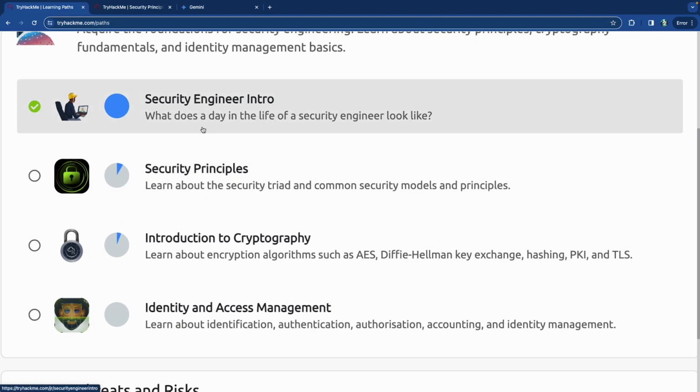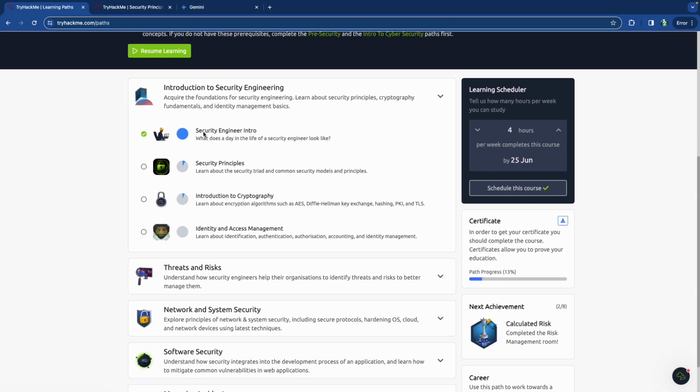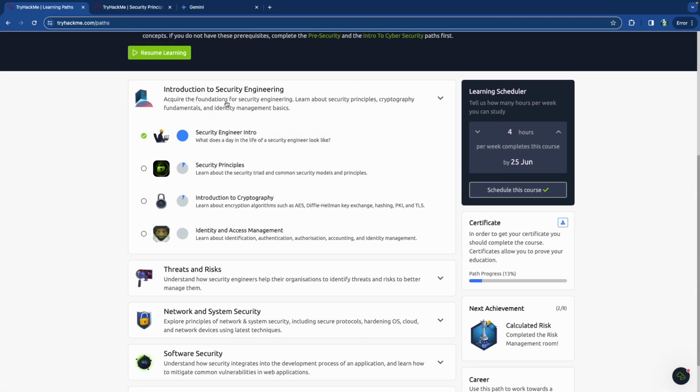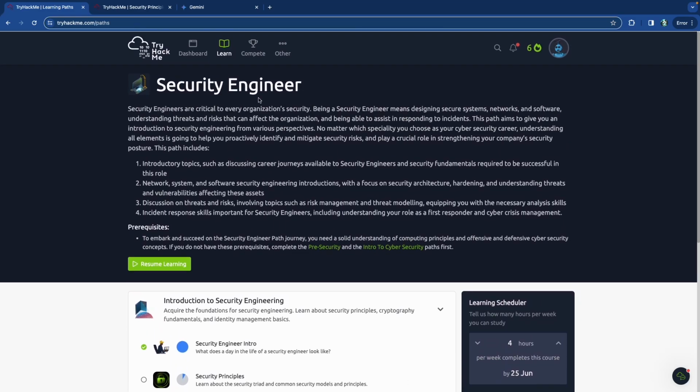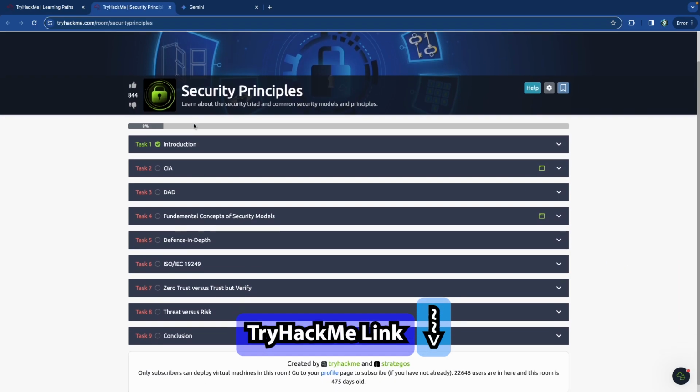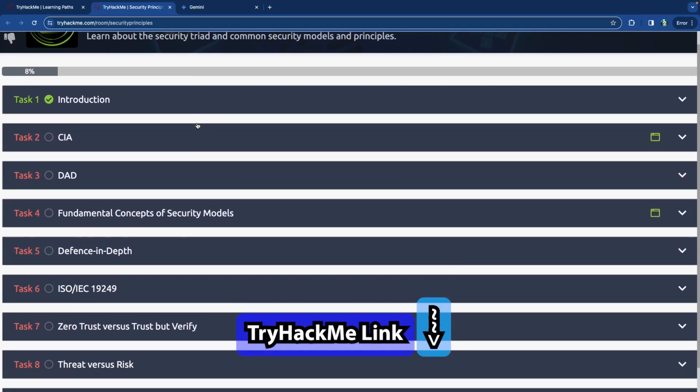We did the security engineer intro in day 1, obviously. And this is all part of the introduction to security engineering module of the security engineer pathway of TryHackMe. And this is what it looks like inside the actual room that we're going to be in.